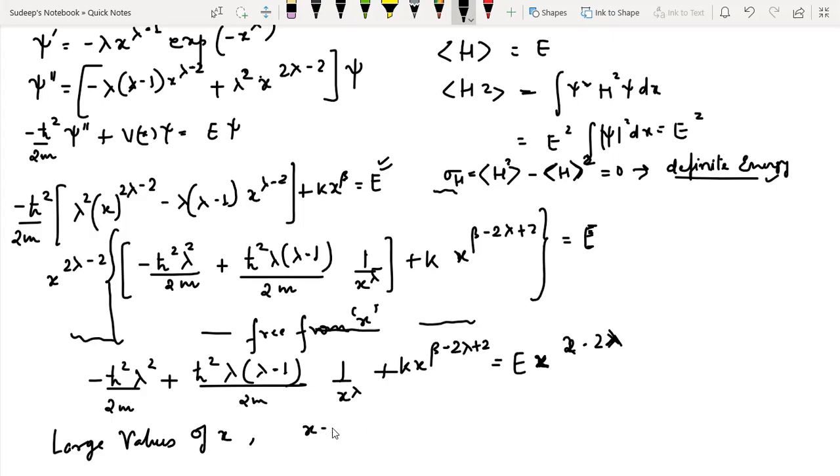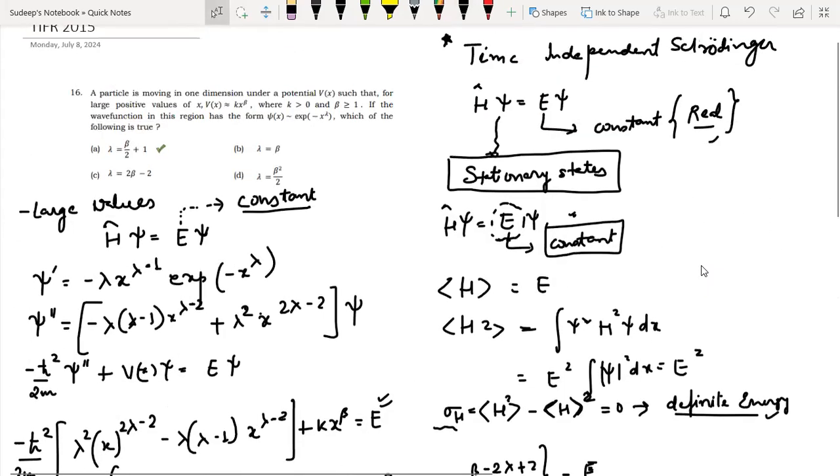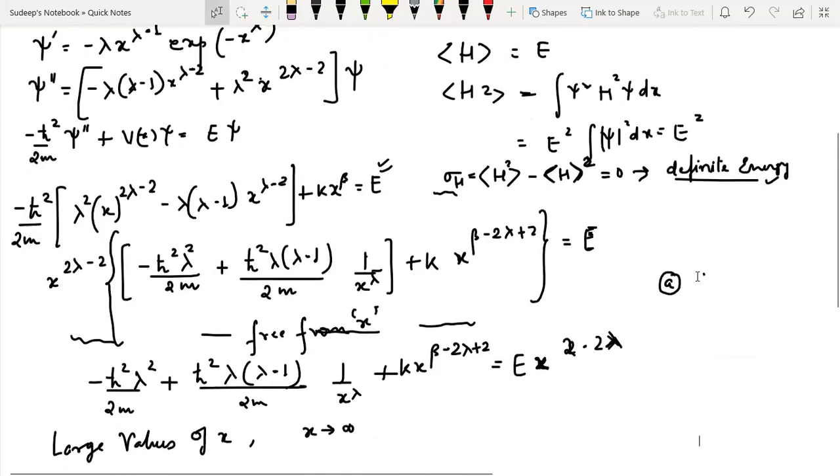So let me take x tends to infinity. Now I'll have to consider option by option. So let me first consider the first option. What is the first option? First option is λ is equal to β by 2 plus 1. And by the way, this is the only option which is said to be correct.